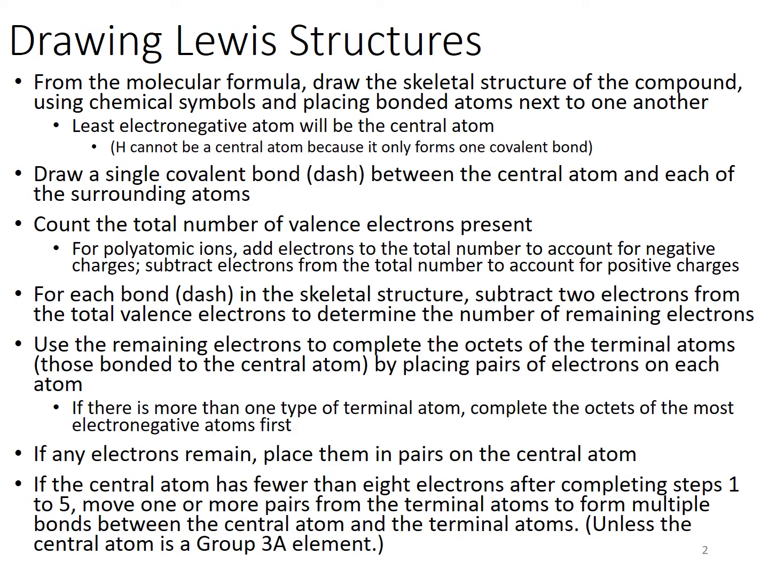Remember, one exception to this was group 3A. Group 3A actually doesn't need an octet. It can have just 6 valence electrons, and that's okay. But we will talk about that later. But generally, these are the rules for going about forming a Lewis dot structure.